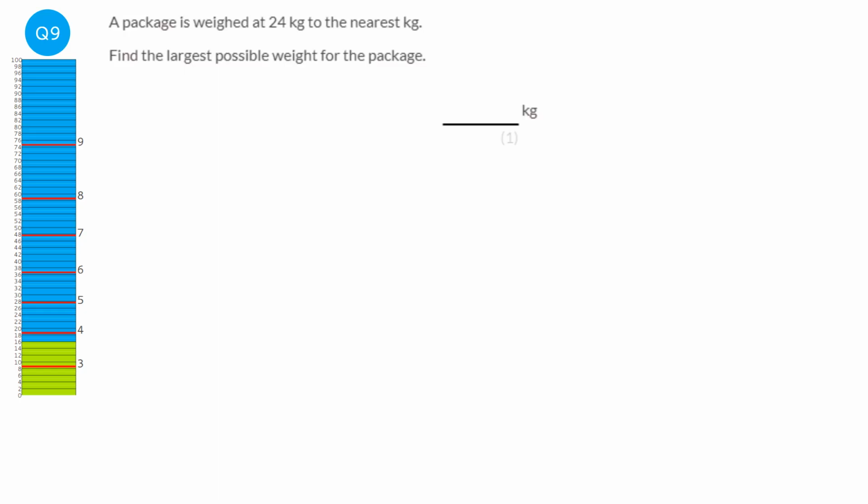To find the largest weight this package could have been before it was rounded, let's do a quick number line. And we're going to just do it between the 24 and what it would round to next. Well, it's to the nearest kilogram, so the next thing it would round to is 25. The cutoff point for rounding is here, and that's going to be halfway between 24 and 25, which is 24.5. And that is actually going to be our answer.